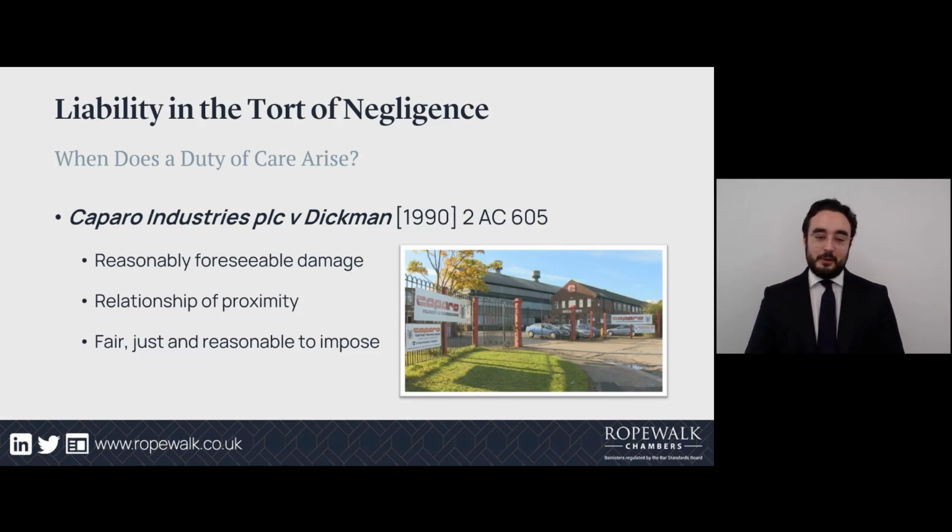Was it reasonably foreseeable? Was the damage reasonably foreseeable? Was there a relationship of proximity between the parties? And then finally, and this is the one that tends to attract most of the attention, was it fair, just and reasonable to impose a duty?